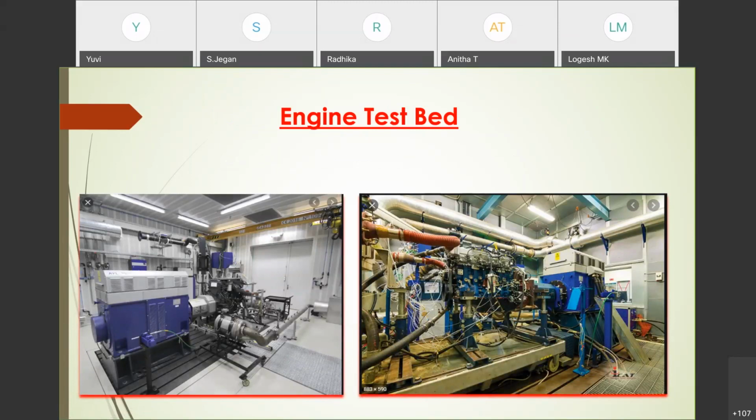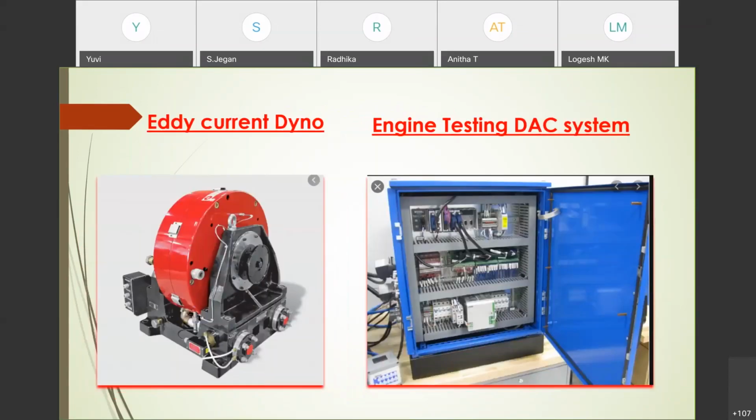Okay, so you can see many cables surrounding the engine. Those are the sensor cables. The sensors are mounted, and the cables are connected to the DAC system to measure the data. So these are the pictures of the eddy current dynamometer and the engine testing DAC system.